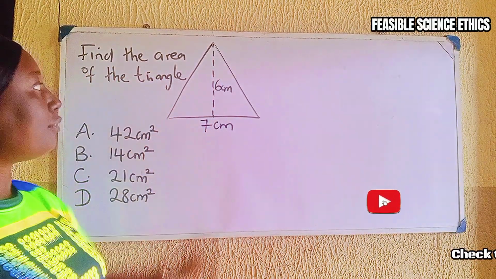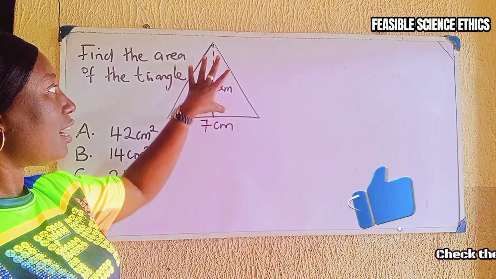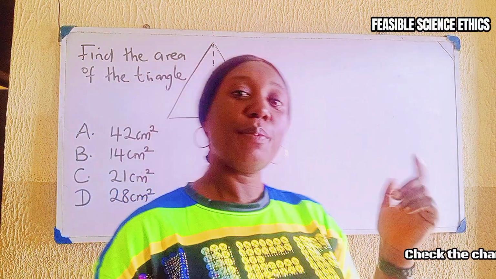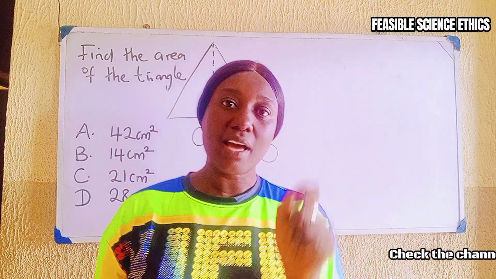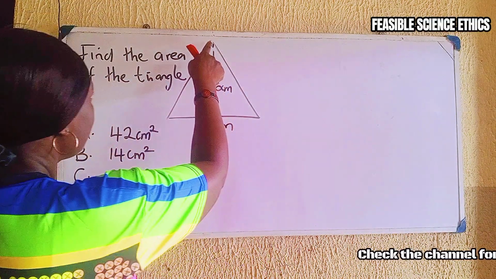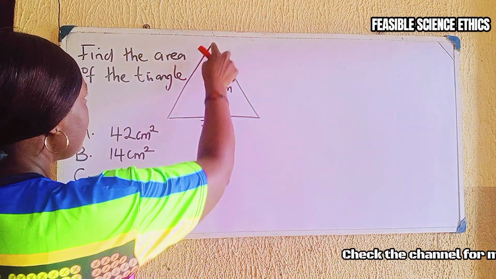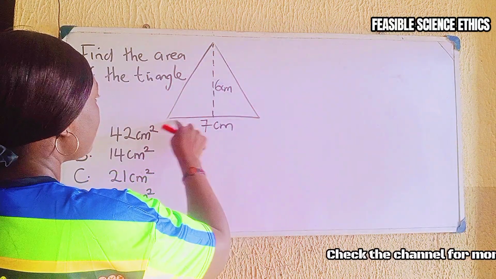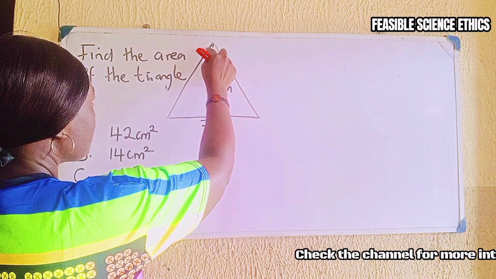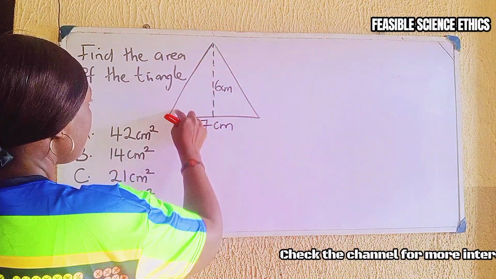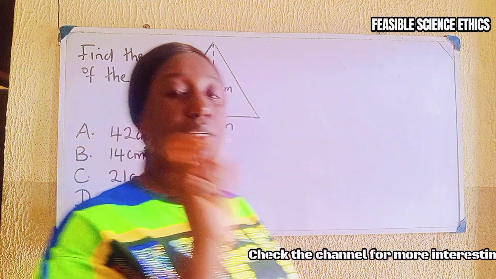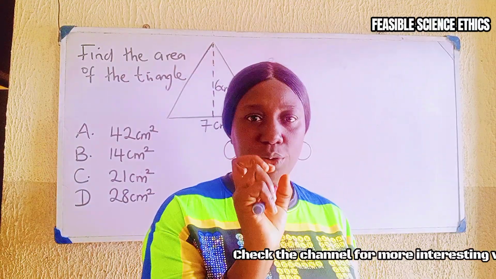Find the area of the triangle, and look at the shape of a triangle. A triangle is a polygon with 3 sides and 3 angles. So you can see the sides. Look at the sides, 1, 2, and the 3. And a triangle also has 3 angles. Here, here, and here. So it's a polygon with 3 sides and 3 angles.